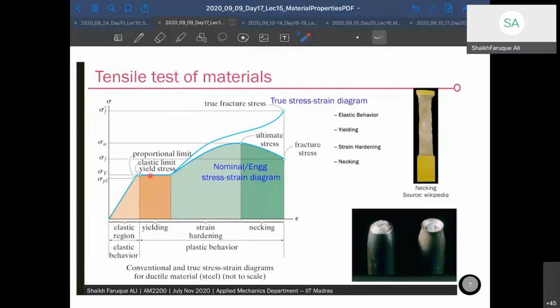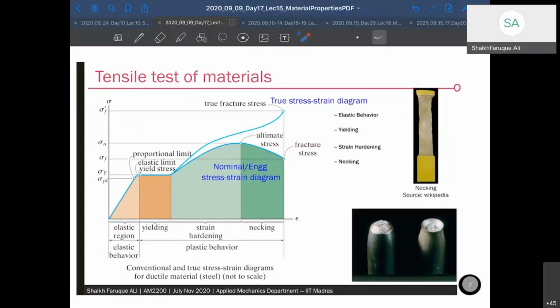Once you start unloading, it will follow the initial straight line, the initial slope, but it will not go back to zero. So there will be a permanent deformation here, permanent strain in the material. Okay, so this is the yield stress, and then this is the flat region. And then there will be again an increase. This is called the ultimate stress. And then it will come to a point where the failure or the fracture happens. This is the fracture or failure stress and the material fails.